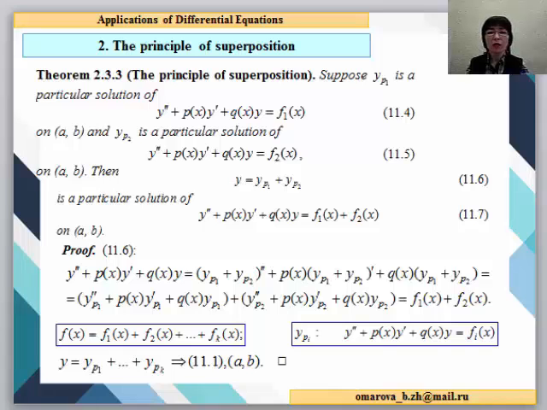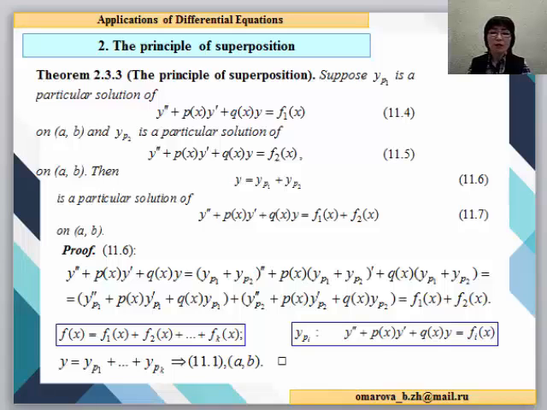Let's consider the third theorem about the principle of superposition. Suppose y sub p sub 1 is a particular solution of the equation 11.4, and y sub p sub 2 is a particular solution of the equation 11.5 on the interval a b. Then the sum 11.6 is a particular solution of the equation 11.7 on the interval a b.